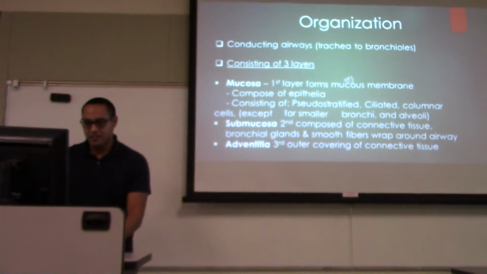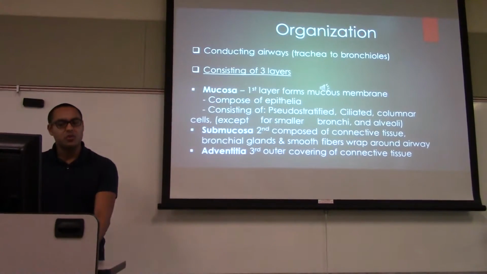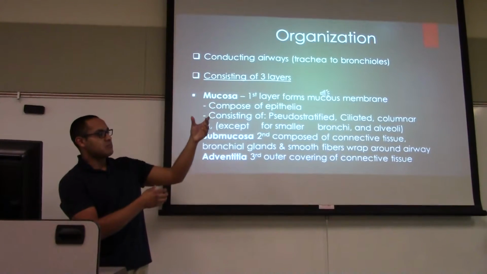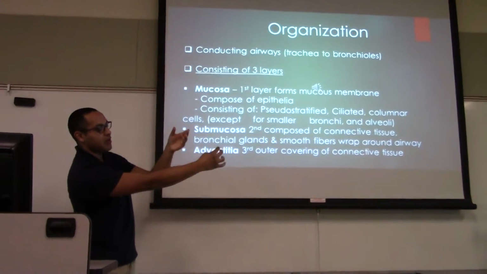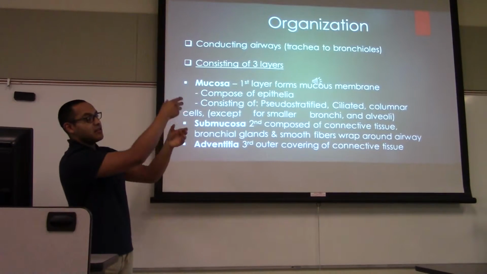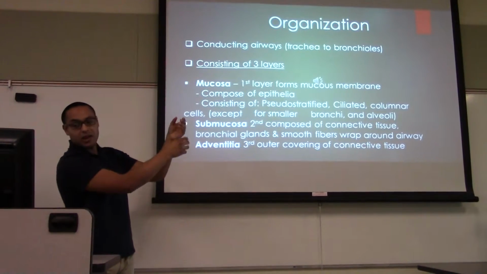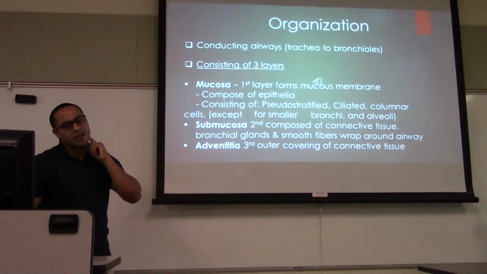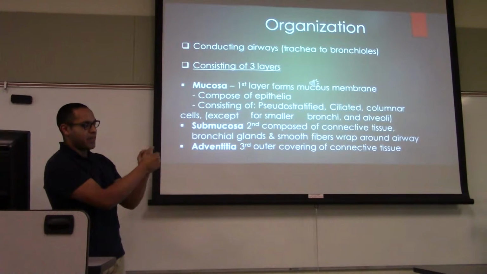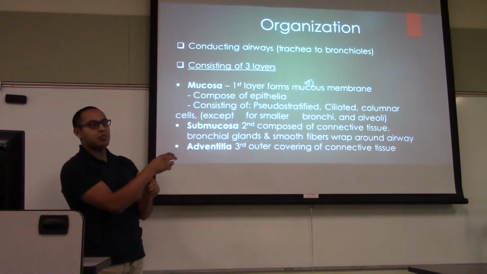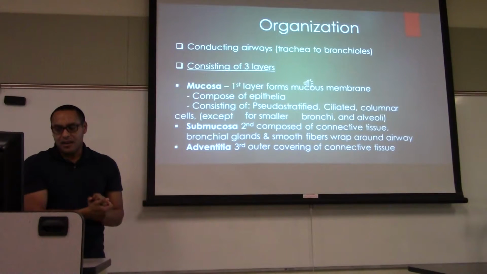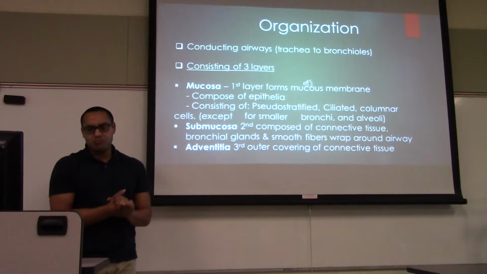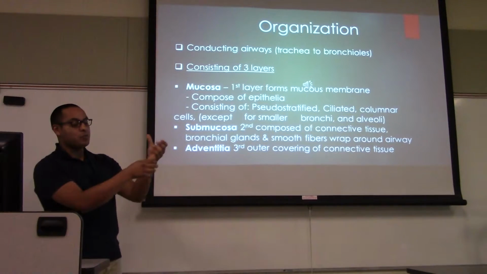Okay, organization. So again, the trachea brings the air. Remember the carina bifurcations here in the lungs. The trachea brings the air here. Then the trachea and bronchioles are made up of 3 layers. So within them, there's actually 3 layers that make up that tissue, and the first is the mucosa.